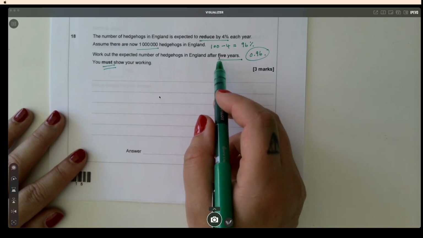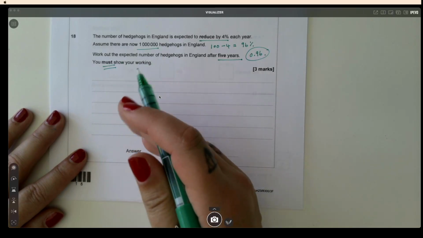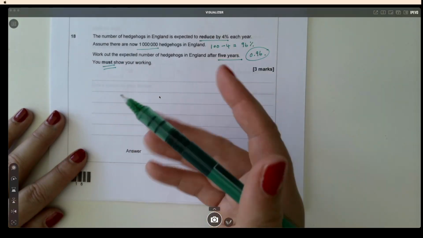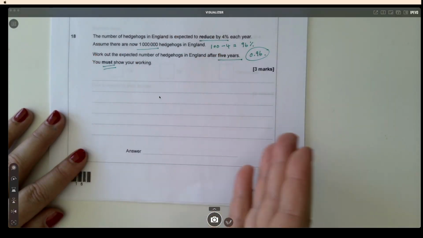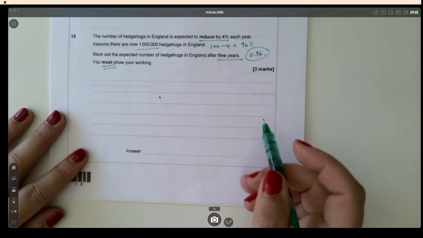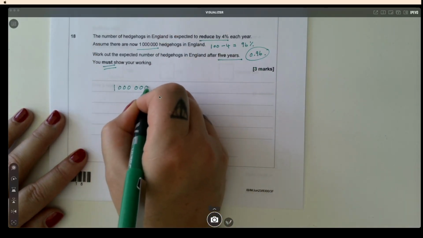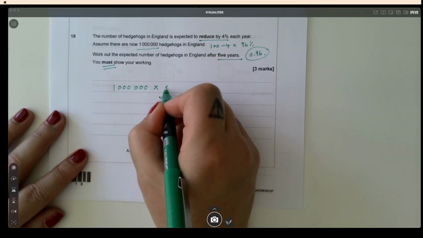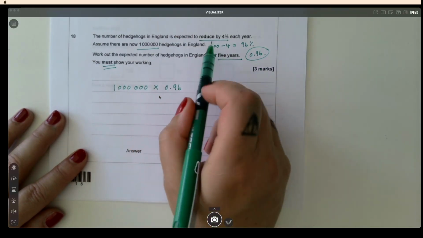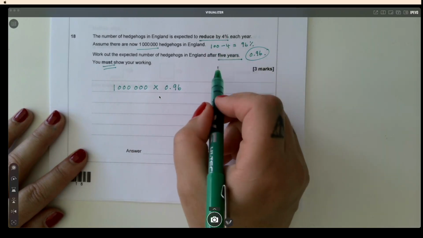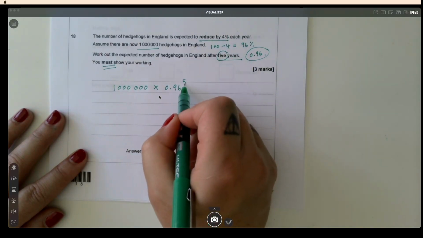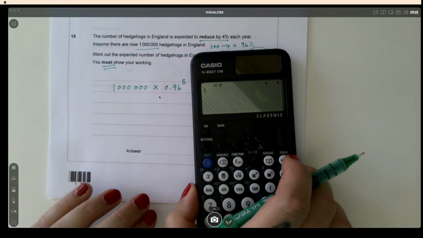So we're going to use a formula that you may have seen as a compound interest formula, but it could also be used for depreciation problems, so when they're being reduced, a repeated reduction over a period of time. So we're going to take that starting number of hedgehogs, 1 million. We're going to multiply it by our multiplier for that 4% reduction, and then we're going to raise it to the power of 5 years. And then we're going to pop that in our calculator.